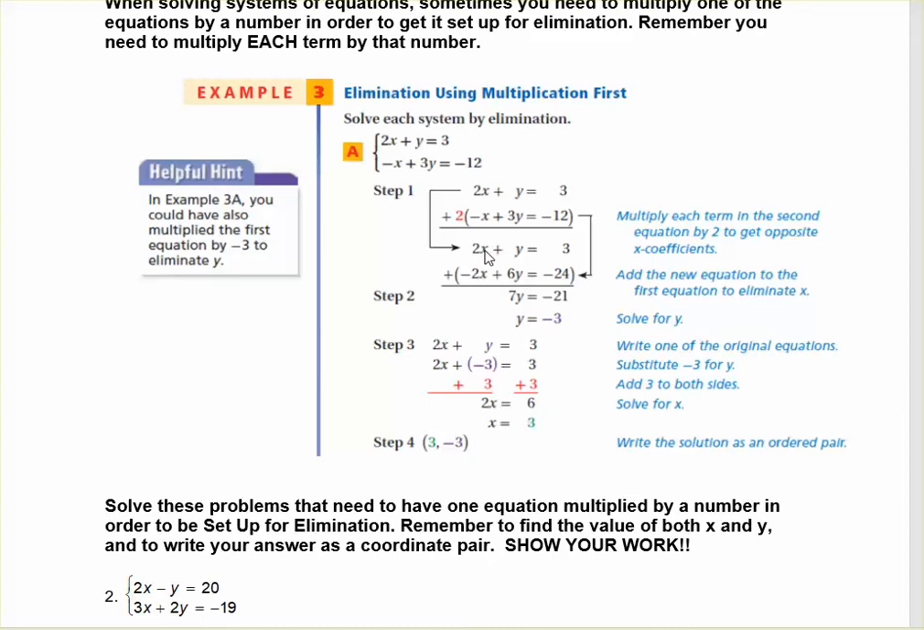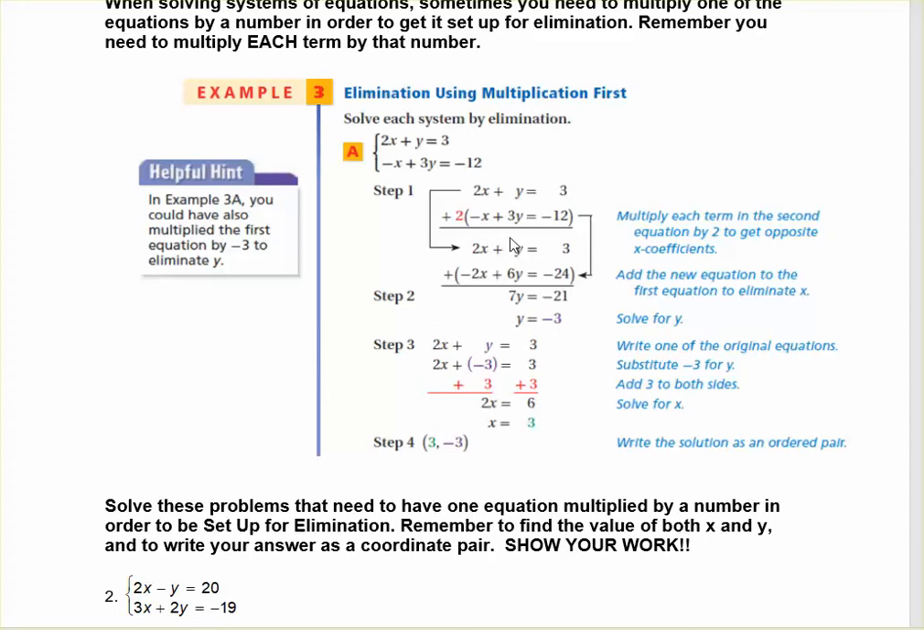Now when we add together 2x plus negative 2x, that's 0. The x's cancel. And then we have 1y plus 6y is 7y, and 3 plus negative 24 is negative 21. So then we divide both sides by 7, and we get y equals negative 3.